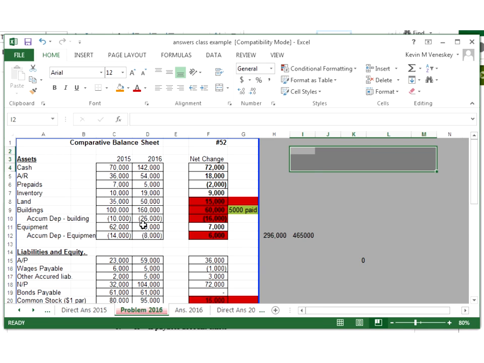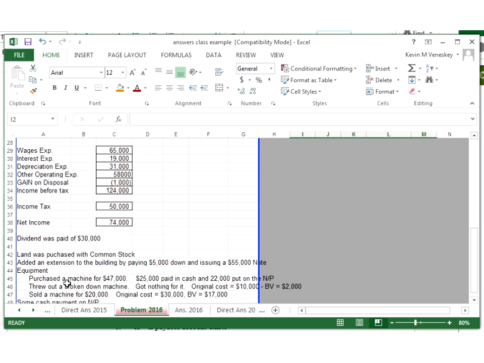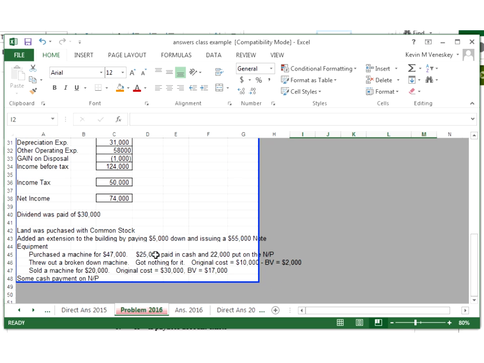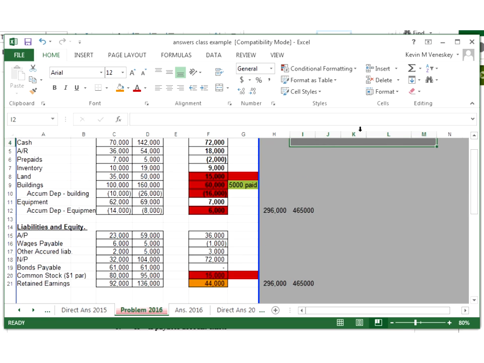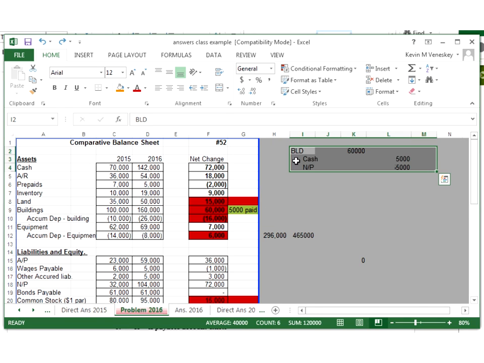So I'm going to erase this one. All right, our first equipment. Purchase a machine for $47. Oh, I wanted to go back one thing with the building. I need to look at this. I need to see the note payable obviously was adjusted. And with the $55,000 being added on a note, if that note didn't involve getting cash, then I don't want to report that $55,000 difference.